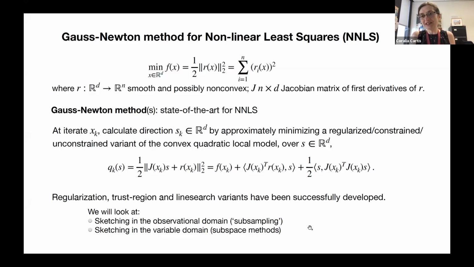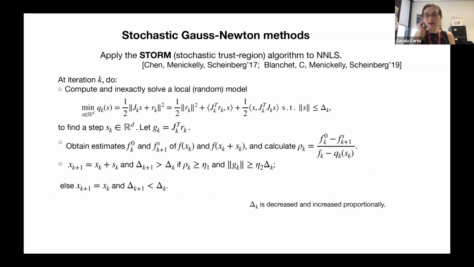But you get second derivative information about f. Okay. So in the algorithms, you have to do a bit more than just minimizing this model to get the next guess of the solution. You have to control the length of the step that you calculate, sk, either by line search or trust region or regularization. So first, I want to talk about how to sketch in the observational domain.